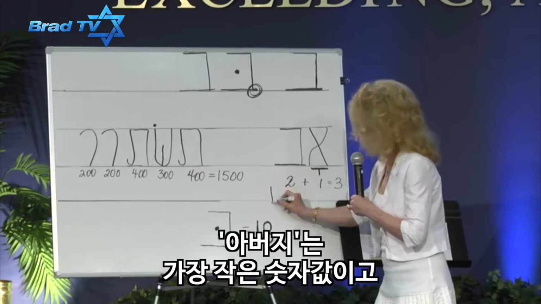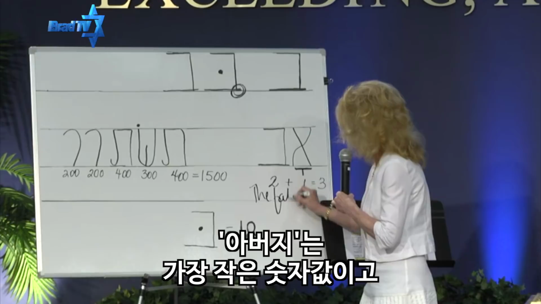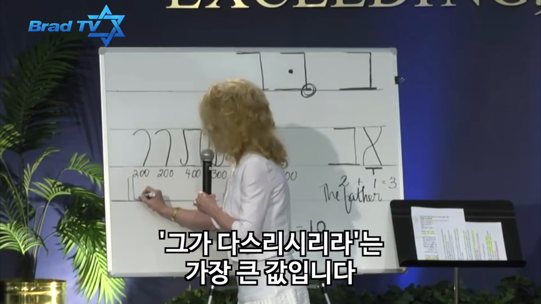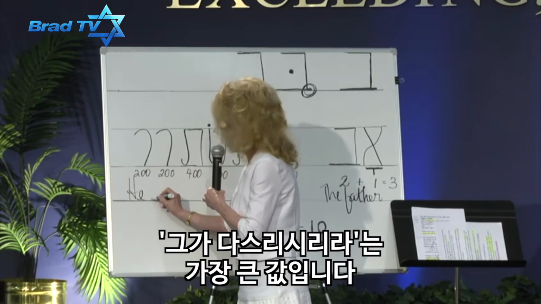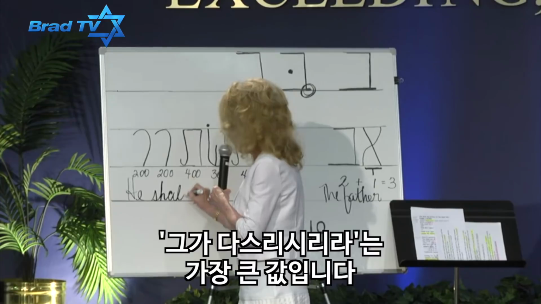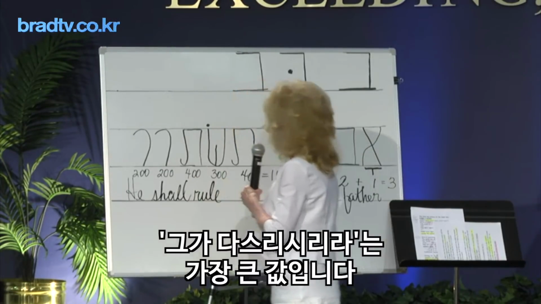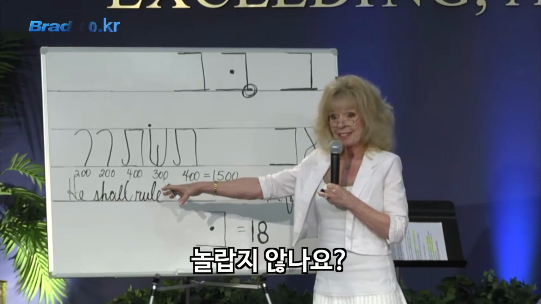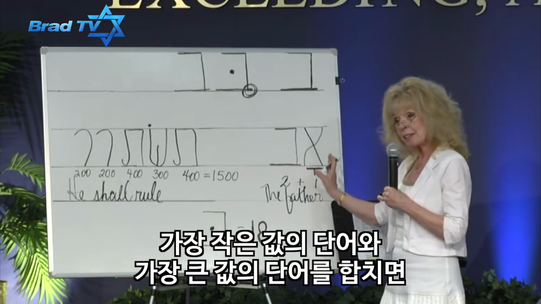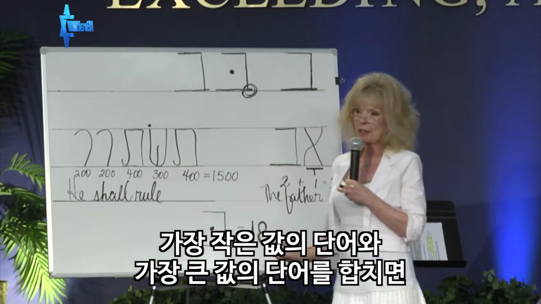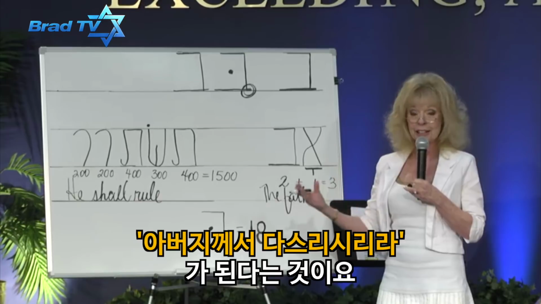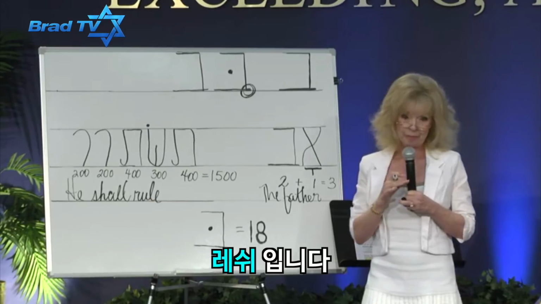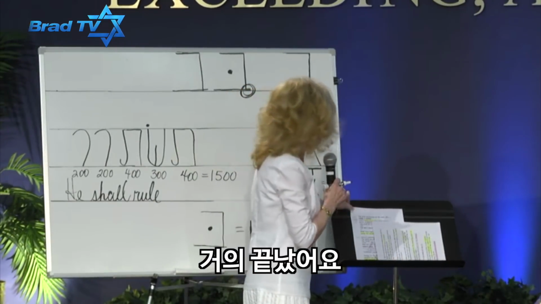So here we have the Father with the smallest numerical value. And here is the word tistarer, which means he shall rule. Now put those together. The Father, he shall rule. Isn't that amazing that the word with the smallest and the largest numerical values, when you put them together, mean the Father, he shall rule? Yes? Resh. Yeah, both resh. Yes. Okay, I'm almost finished.